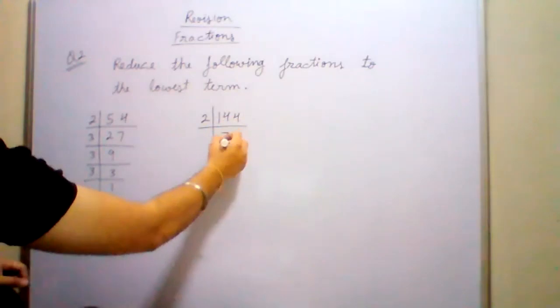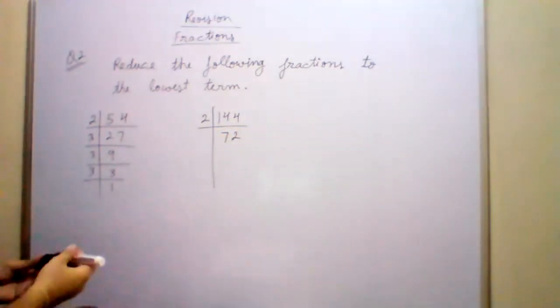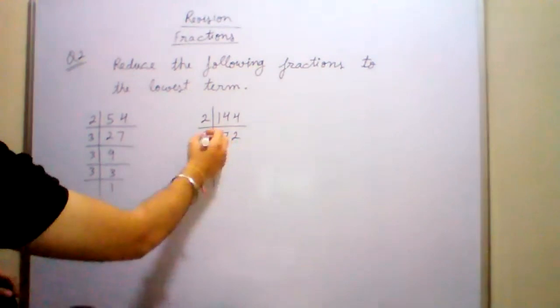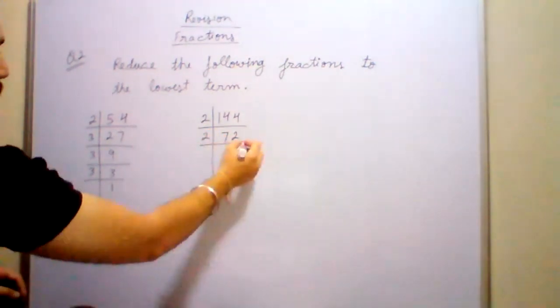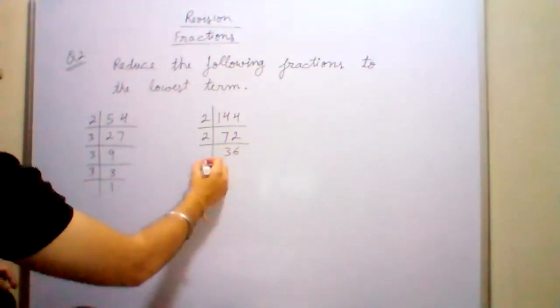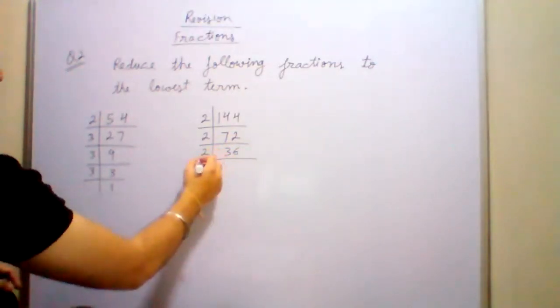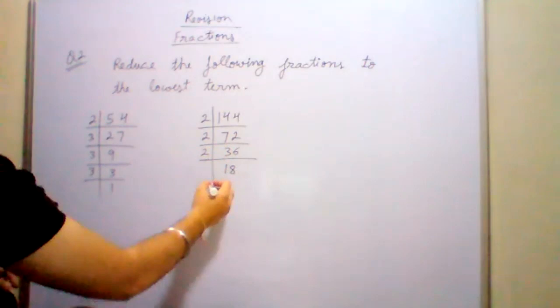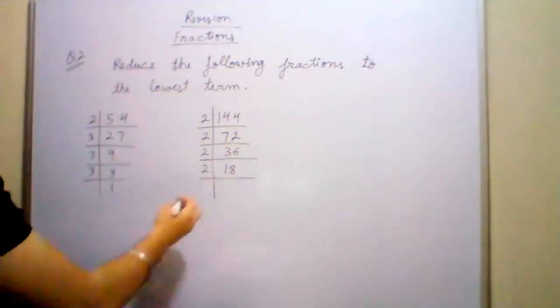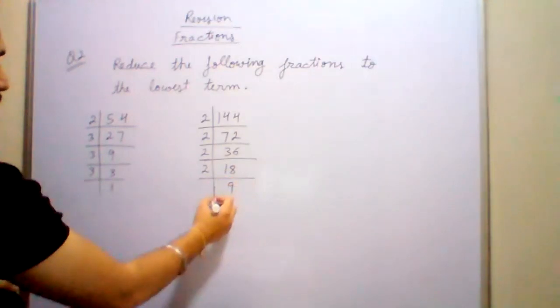144 divided by 2 is 72. Then 72 again you will divide by 2 because it is divisible by 2. So you get 36. 36 also you will divide by 2, you get 18. 18 again you divide by 2 because it is again divisible by 2, you get 9.